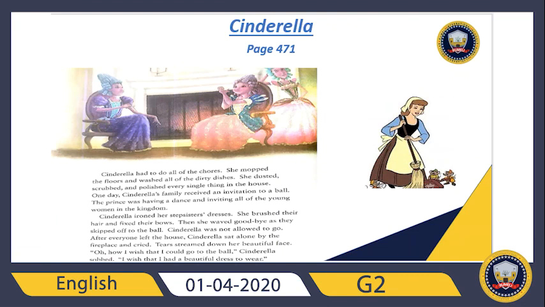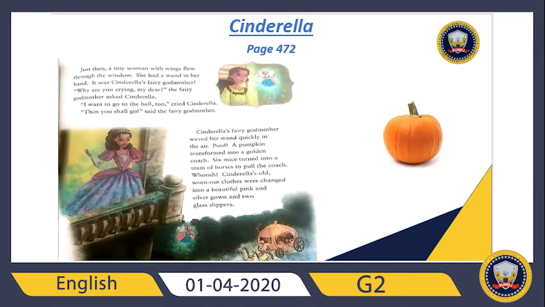Once they left the house, Cinderella was alone and she was very sad. She cried, "Oh, how I wish that I could go to the ball," Cinderella sobbed. "I wish that I had a beautiful dress to wear." So you see, she didn't have any good dress for the party, and she knew that with her old dress she couldn't go to the palace. So she cried and she wished. All of a sudden, what happened? A tiny woman with wings flew through the window.